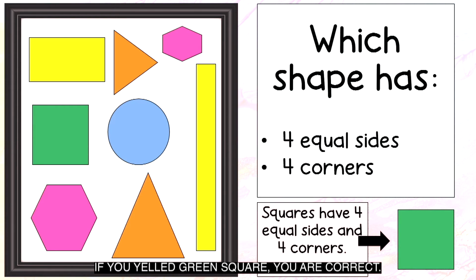If you yelled green square, you are correct. Squares have 4 equal sides and 4 corners.